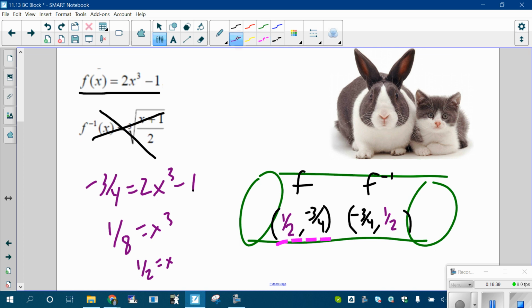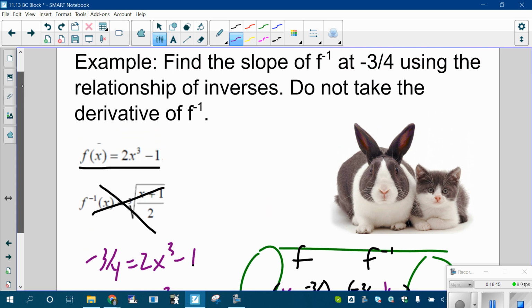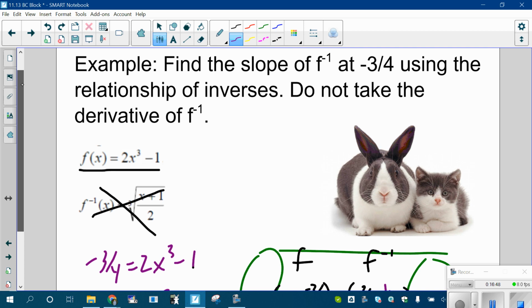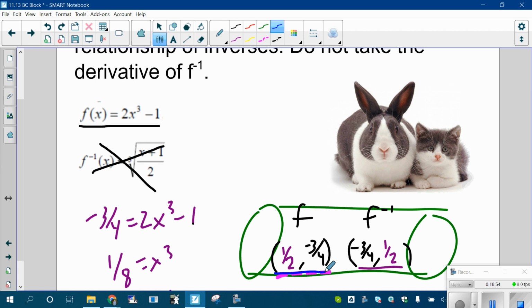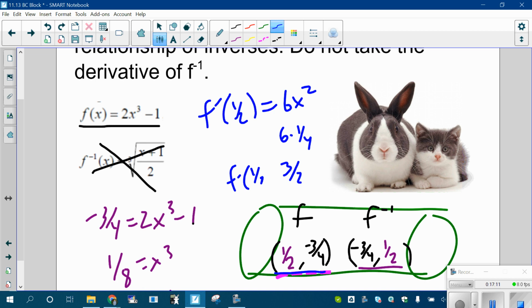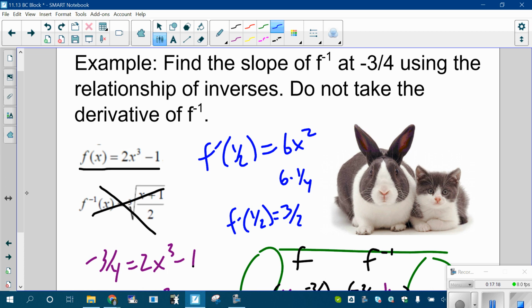So now I have these two buddy points. This is on the original, this is on the inverse. I'm going to try and find the derivative or the slope of the inverse at negative 3/4 by looking at the slope of the original function at 1/2, at the buddy point. So I'm going to look at f prime and find f prime of 1/2. Here's f prime. f prime of 1/2 is 3/2. And so since f prime of 1/2 is 3/2, the slope at the buddy point is 3/2.